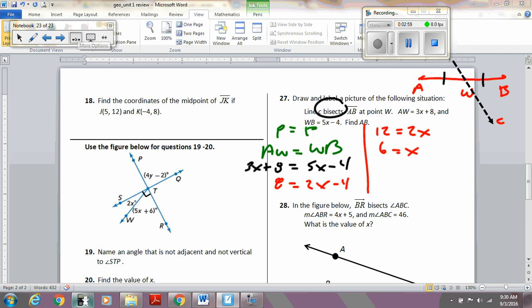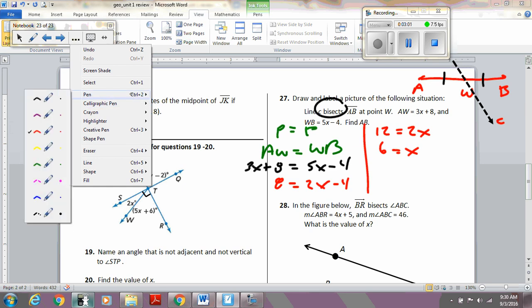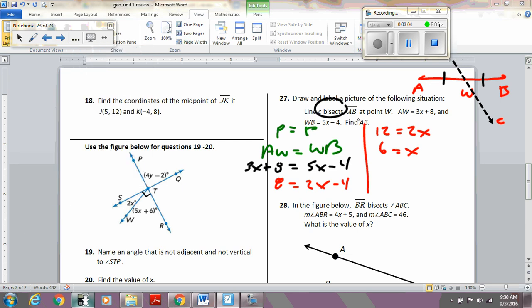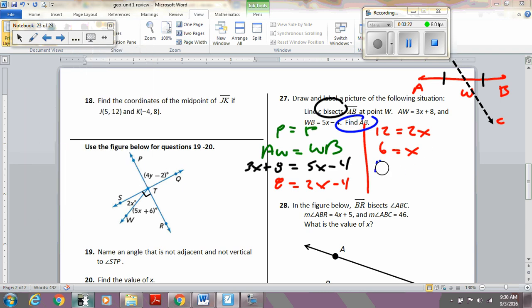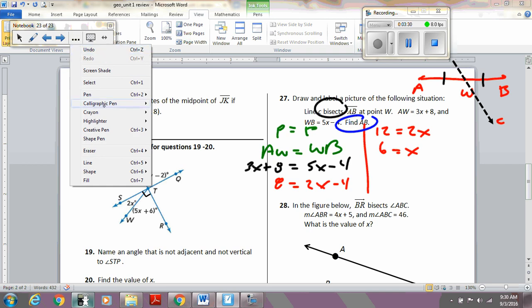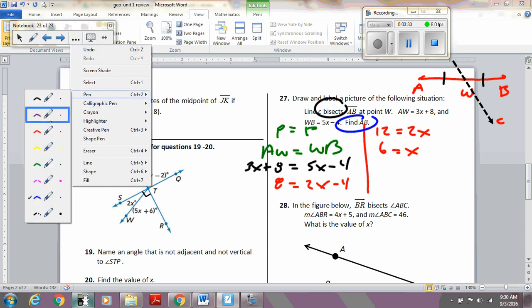Again, read your directions. The directions did not say simply just find x. They want us to find AB. So now we're going to substitute. Oh, to find AB, we need to know the length of each part. So we're going to use AW because it has smaller numbers. That's why I'm picking it. But I could use WB. That doesn't matter.